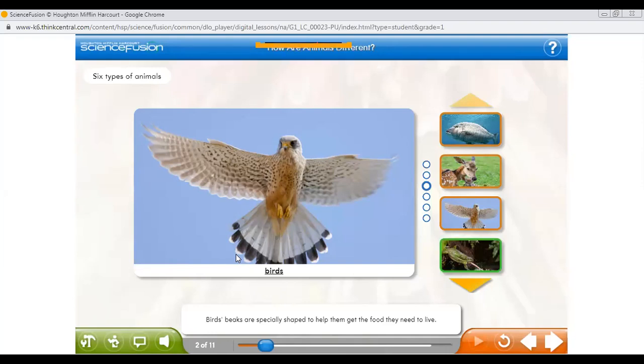And then we have the bird. Birds have feathers and wings so that they can fly, but not all birds can fly. Only some birds can fly. So now you know the difference between the different animals. There are some more animals. Let's see.